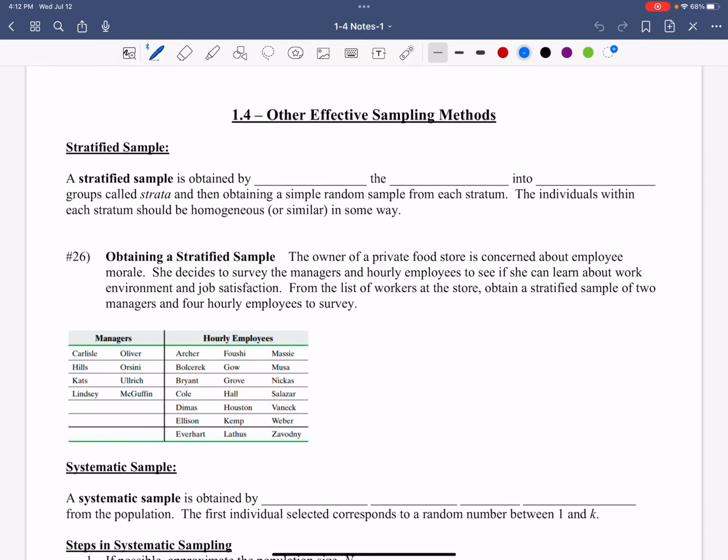All right, let's keep on keeping on. Let's do some other effective sampling methods here. We're out of section 1.4. So the first one that we're going to talk about is a stratified sample.